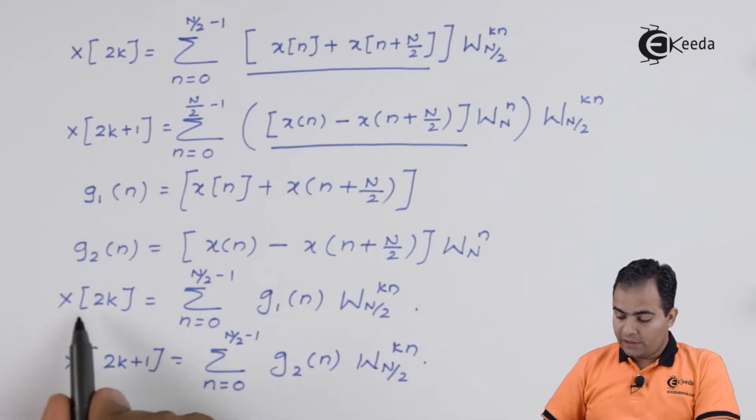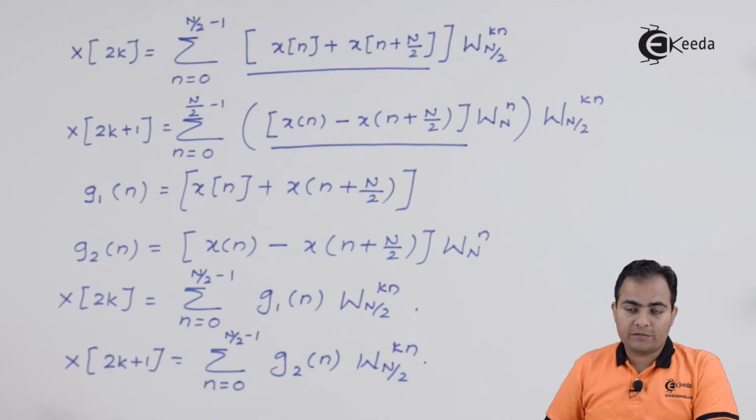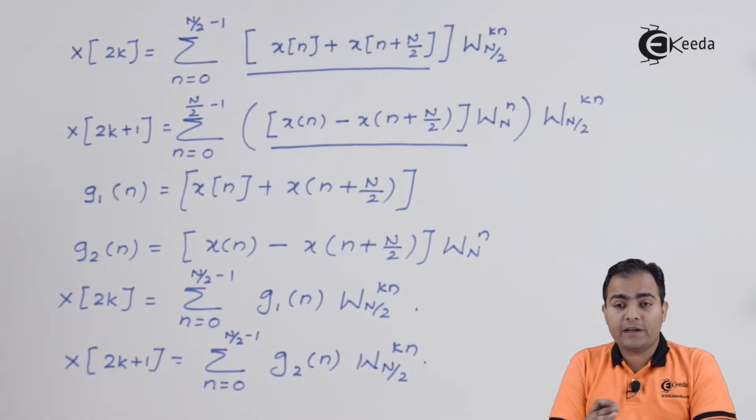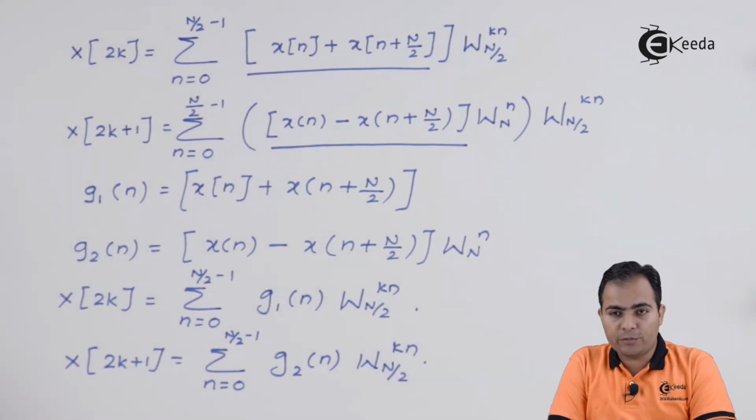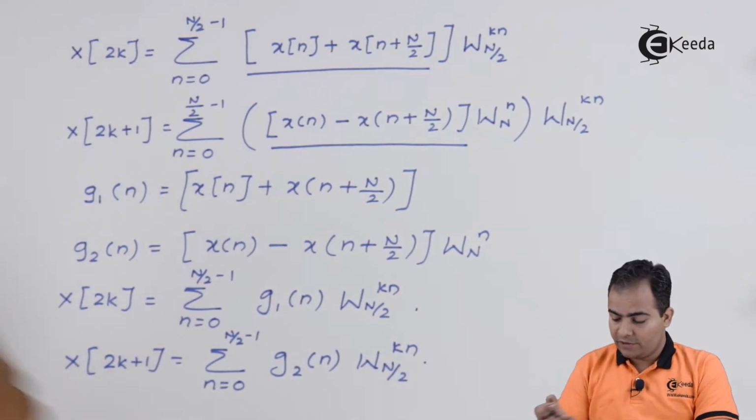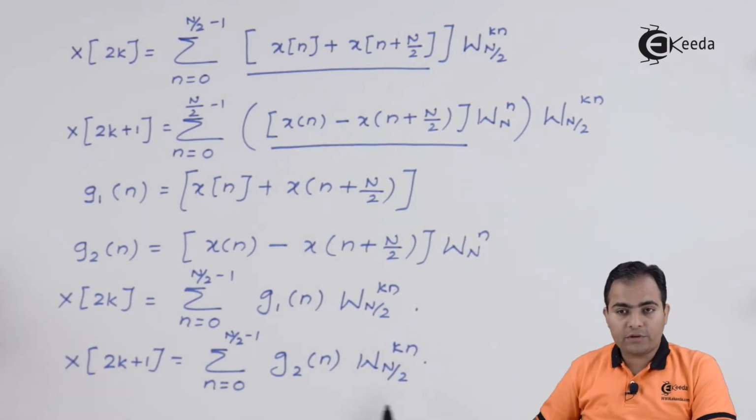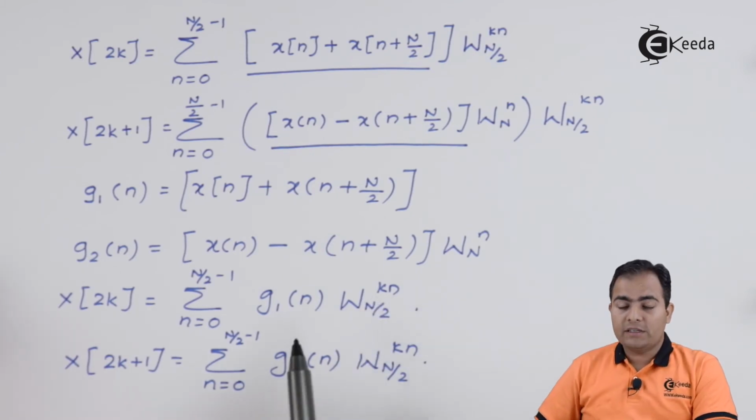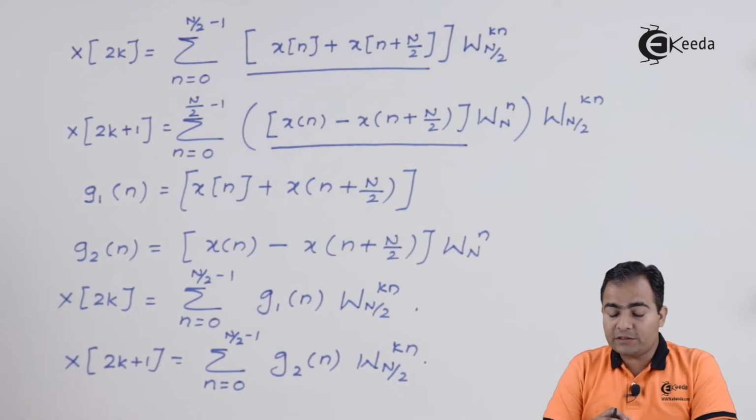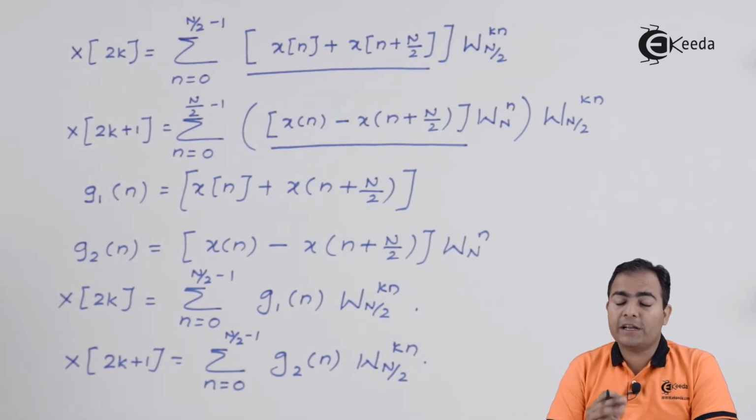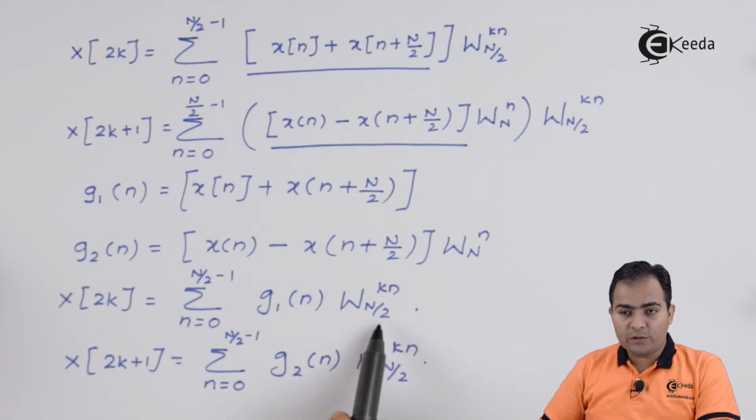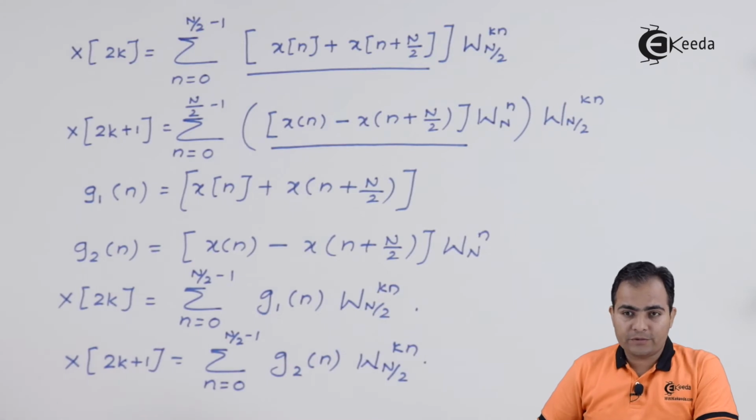Now in x of 2k and x of 2k plus 1, what we have actually done is divided our n points into n by 2 points. Like the whole n samples is divided into two parts. First one is for even and the second is for odd. So my total n samples is also divided into two parts, which means suppose if we have a calculation for 8-point DFT, then this n by 2 value will give us a value of 4.